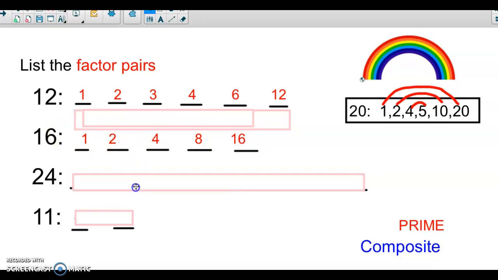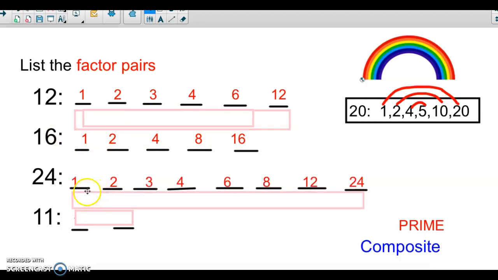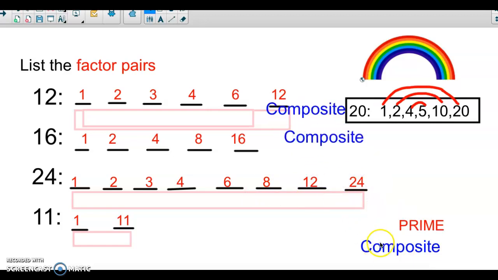And then 24 has a lot of factors. 1 times 24, 2 times 12, 3 times 8, and 4 times 6. And finally, 11 only has two factors, 1 and itself. So you can probably tell that this is a composite number, this is a composite number, and this is a composite number, but poor 11 is a prime number.